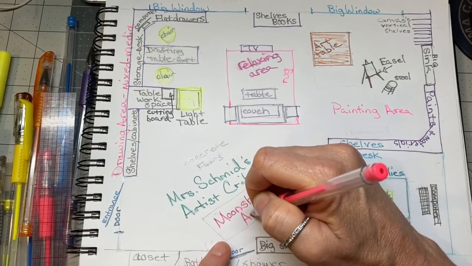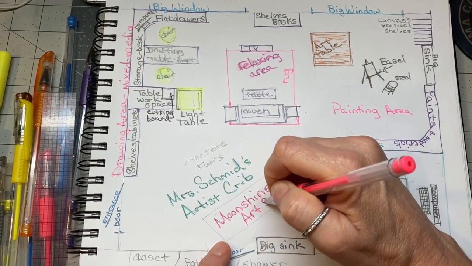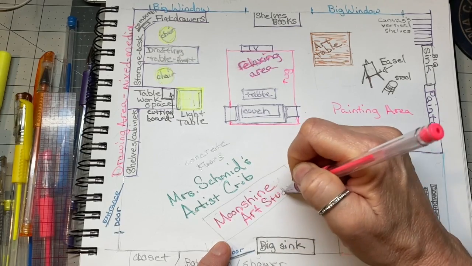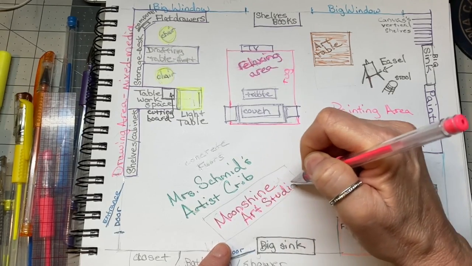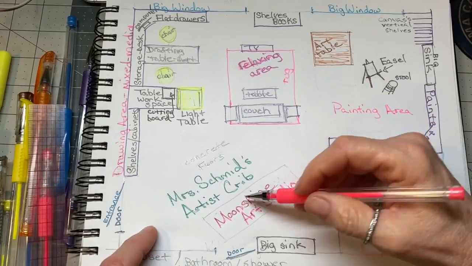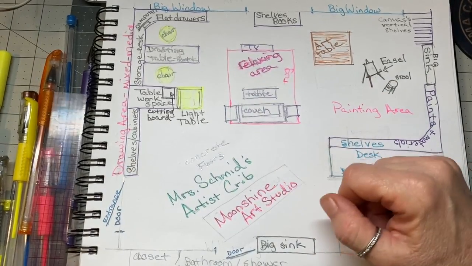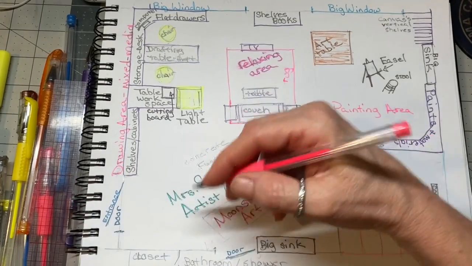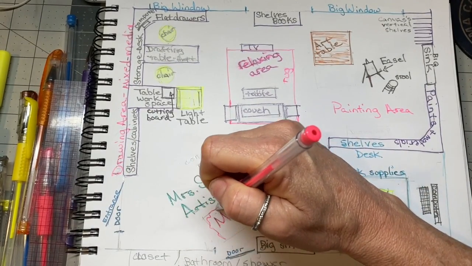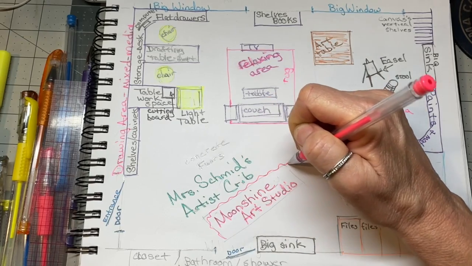Moonshine Art Studio. So I'm just going right on top. My regular writing doesn't have to be perfect at all. We're just having fun and designing what we would love to see. Maybe I'll go ahead and I'm going to make my little sign.